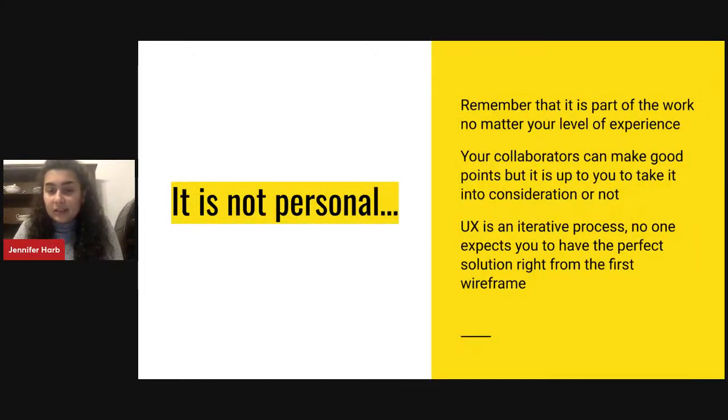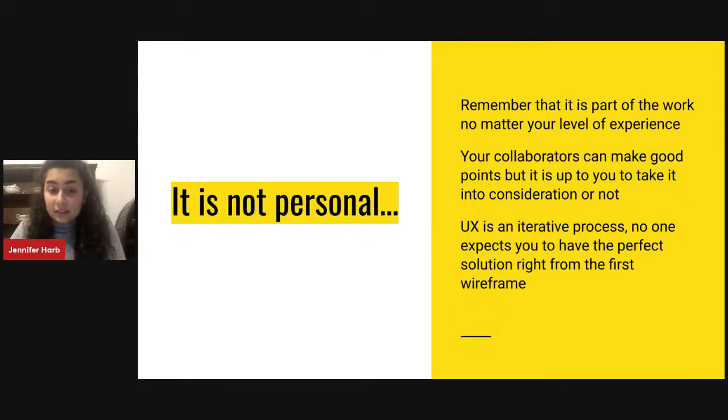The one thing you should remember is it's not personal. It really is part of the work, no matter your level of experience, because you did all the research, you did all of your analysis, but your collaborators didn't see that. They just see the final visual and they had maybe another idea of how it was supposed to work or another way of seeing it. And they might have different use cases. They can make good points that sometimes you'll have to take into consideration. Sometimes you'll take it into consideration and decide that they weren't right or that your design needs improvements. It can go either way, but you'll have to collaborate and make compromises about it.